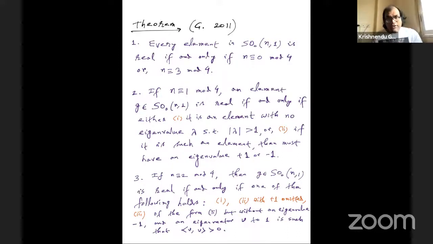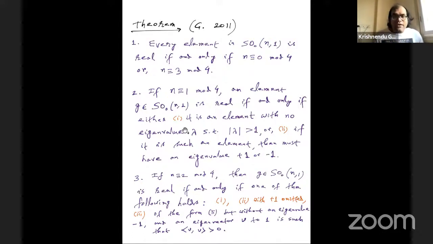Now I must note here that independent of this work, around the same time Ian Short also proved a version of this result, but he took the ball model of the hyperbolic n space and he gave a more geometric classification, but essentially that is equivalent to what I am saying here.